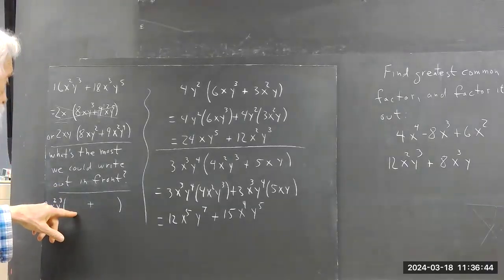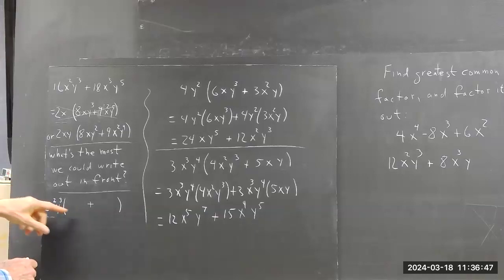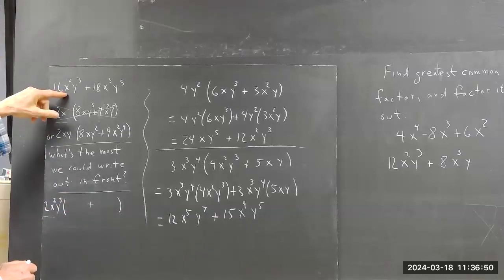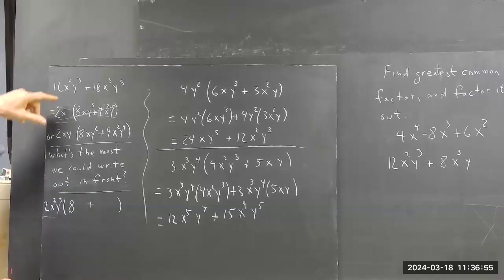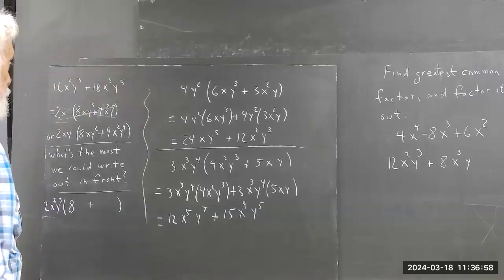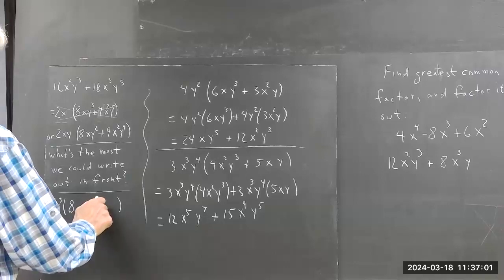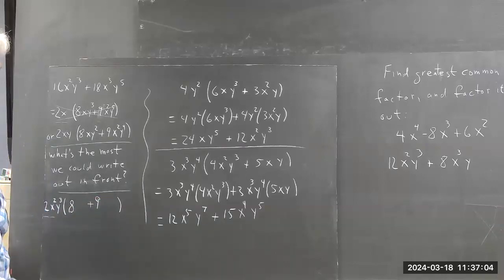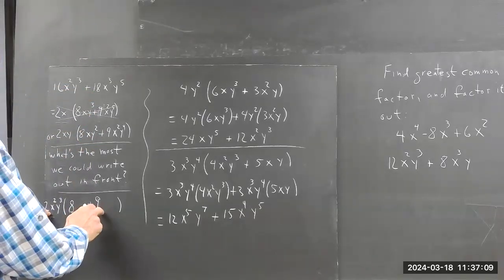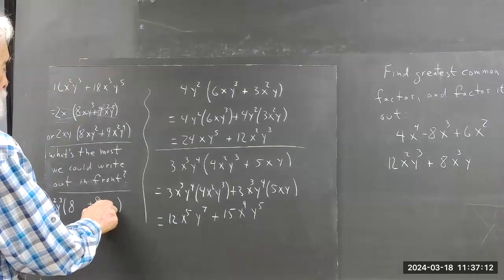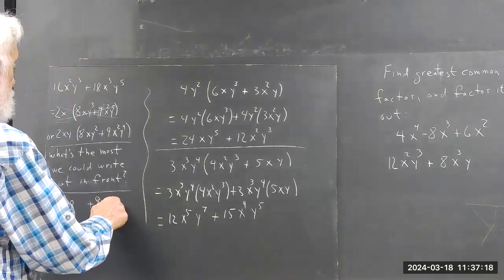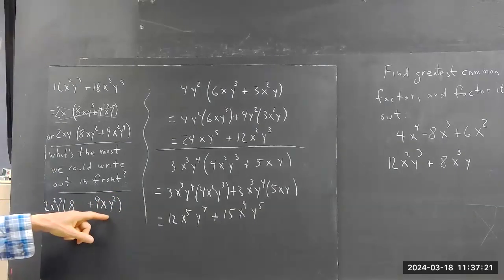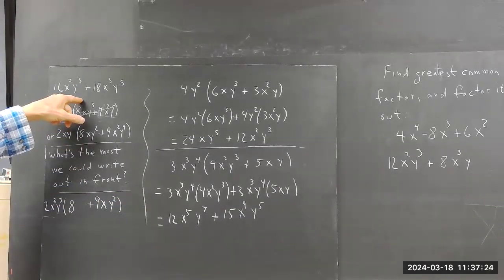And what do we need in here? Well, to multiply 2x squared y cubed to get 16x squared y cubed, we just have to multiply by 8. And then to get 18x cubed y to the fifth, we would need 9. 2 times 9 would give us the 18. X squared times what would give us x cubed? Well, it'd have to be x squared times x. And y cubed times what gives us y to the fifth? That would have to be y squared. And we can verify that if we multiply this out, we do get this. Okay.